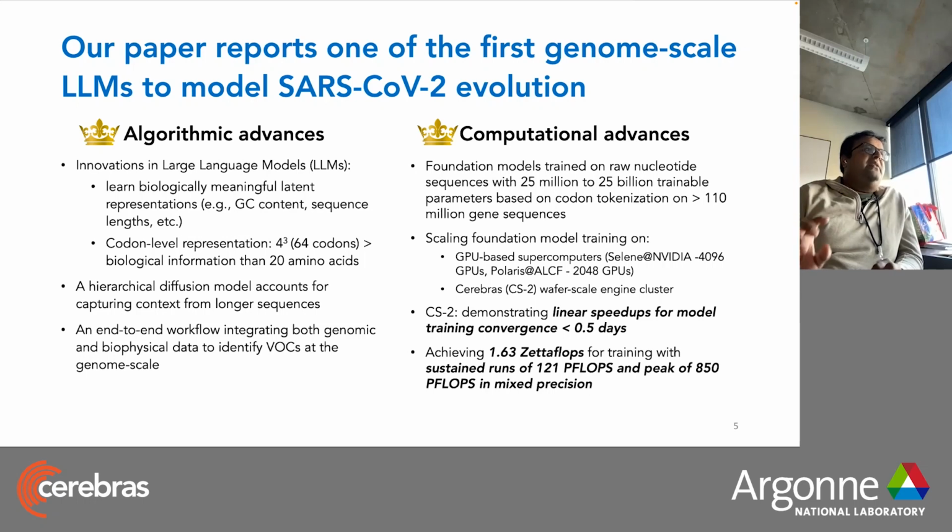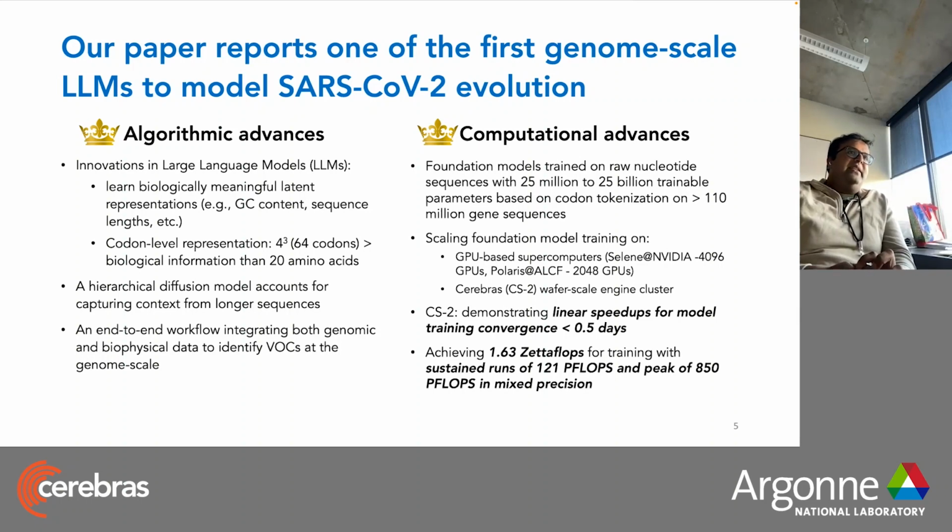And in terms of the algorithmic advances, what we are planning to show is that the language models that we built for genome-scale representations actually learn very meaningful latent representations. So that includes GC content and understanding how sequence lengths and other evolution incur certain costs for these proteins or genes to actually work. Then you have the codon-level representation, which we claim has more biological information than the 20 natural amino acids that we can look at.